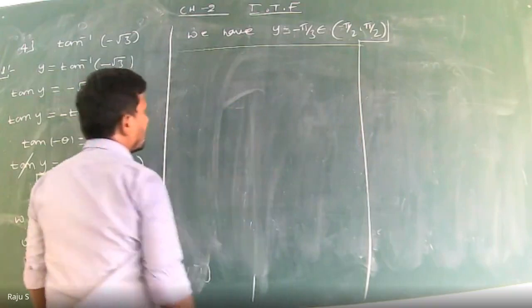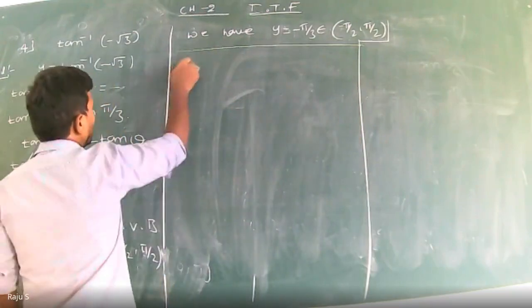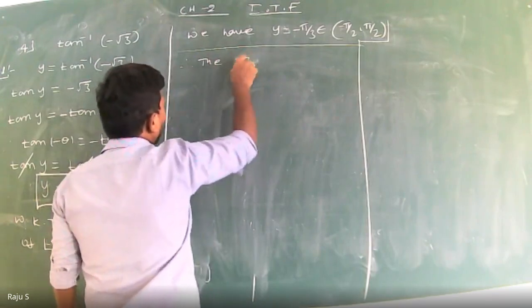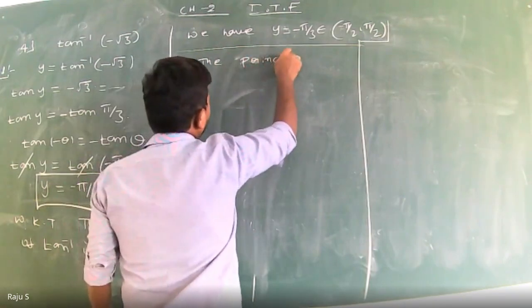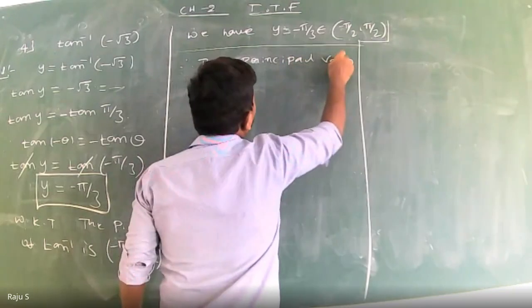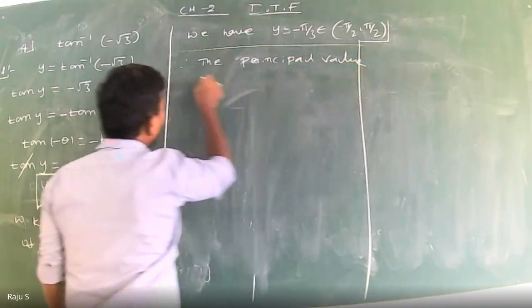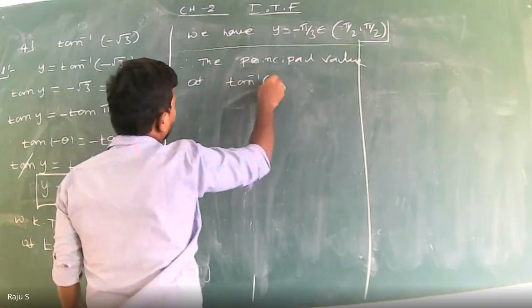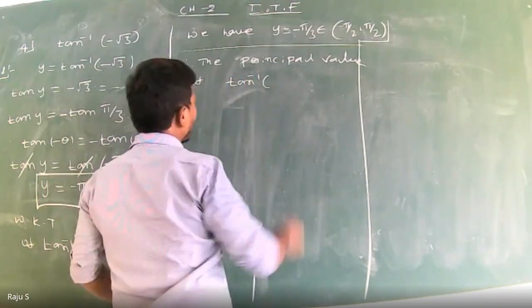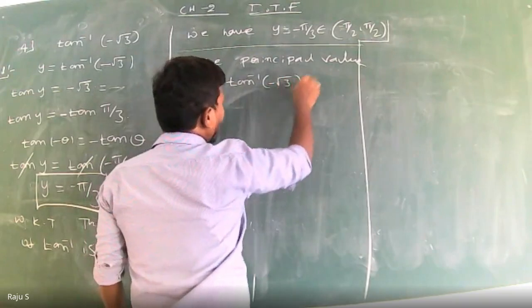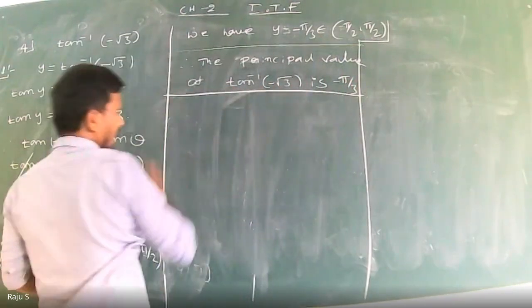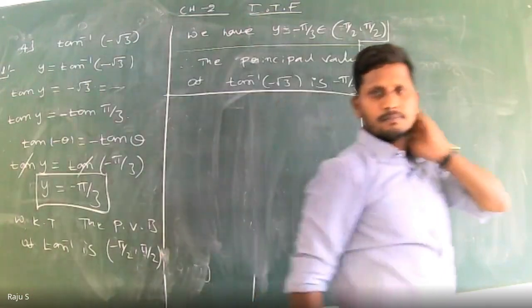Therefore, what can we conclude? The principal value of tan inverse of minus root 3 is minus pi by 3. Simple, like this.